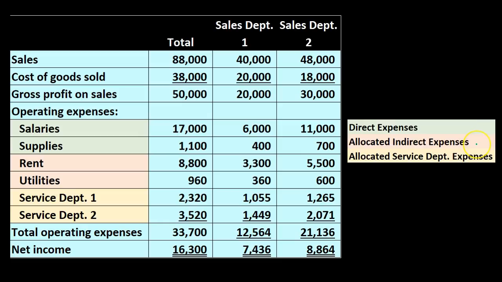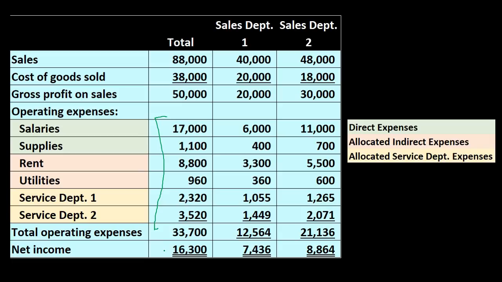The items in red are the indirect or allocated indirect expenses, and then we have the allocated service department in yellow. So if we add those up, we get our total expenses. If we add up all these expenses, then the gross profit minus the operating expenses is, of course, the net income.